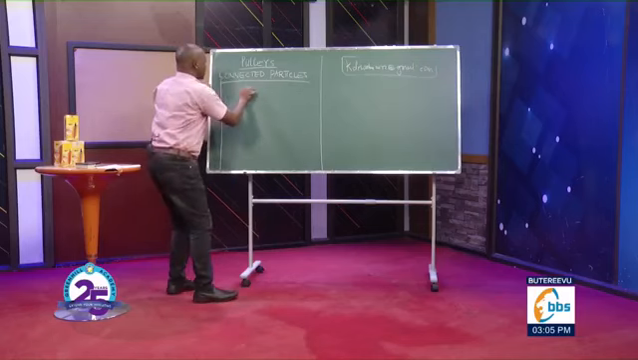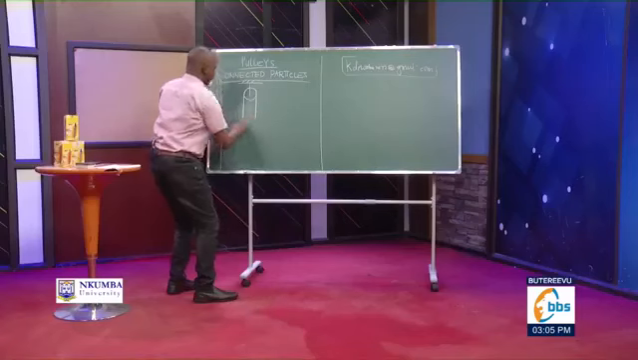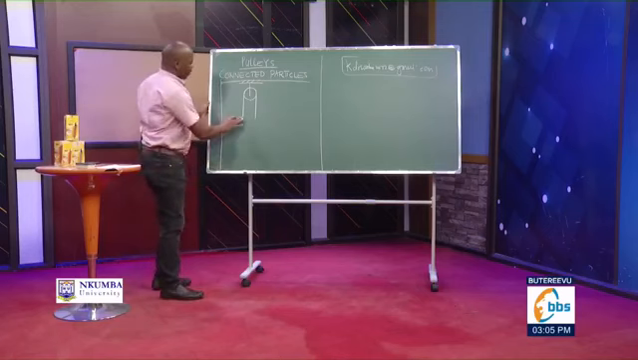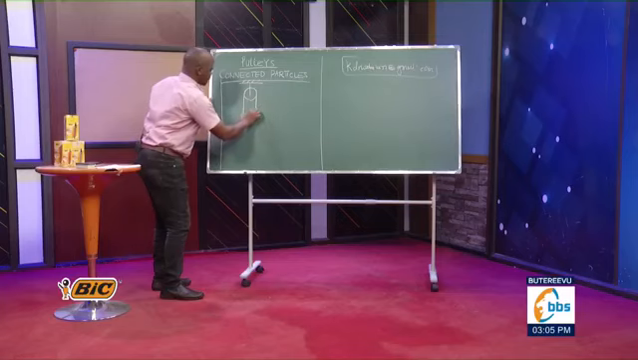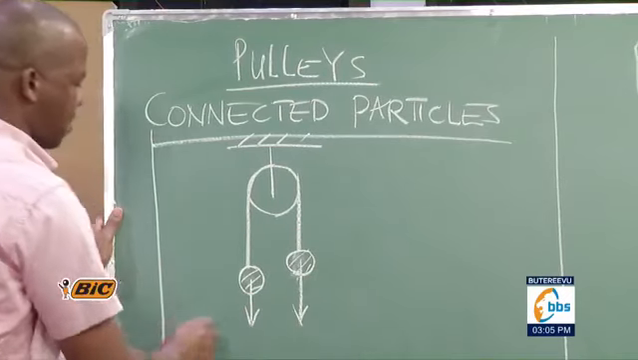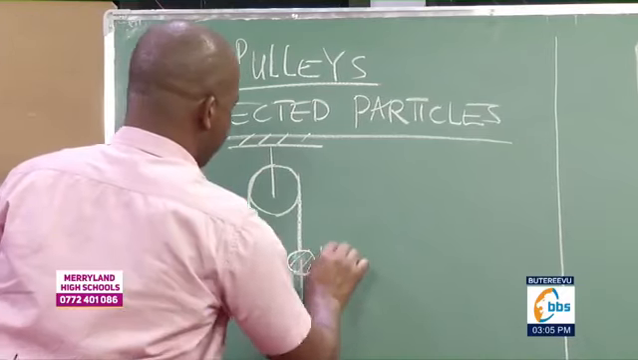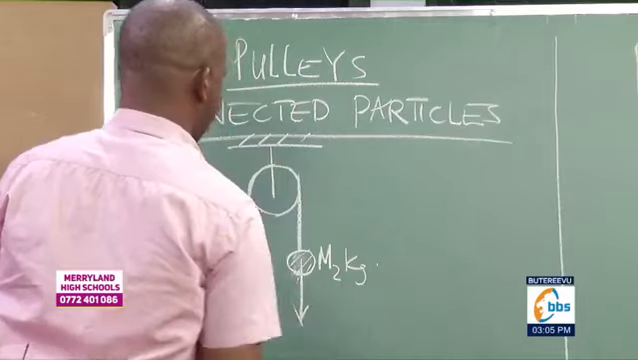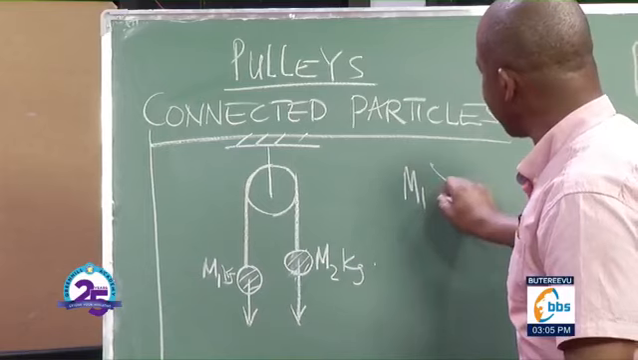Now, we were looking at connected bodies, and without wasting time, let us flash back quickly to pick up from where we stopped. We had our diagram, which I worked through towards the end of our previous lesson. I am going to go through it, but this time assume that I have masses M1 kilograms and M2 kilograms. We are going to assume that M1 is greater than M2.